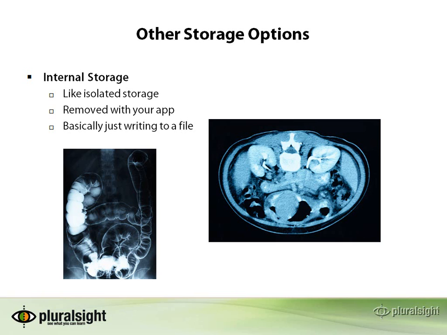And the way that you use that is basically just like writing to any file on the file system. When you use the internal storage, you call a method that basically opens file output that you can then put your data into, write to a file, and then you can read that file back out. And you can set access rights on it so that other apps can read it or not.